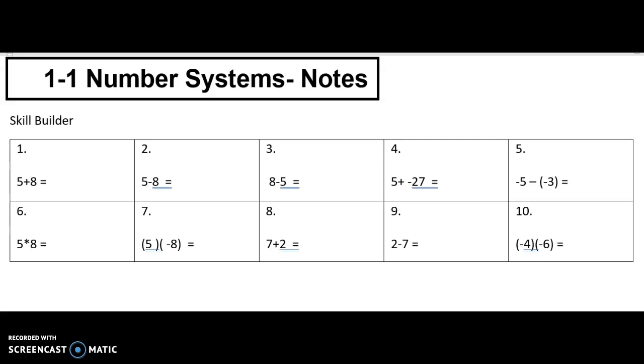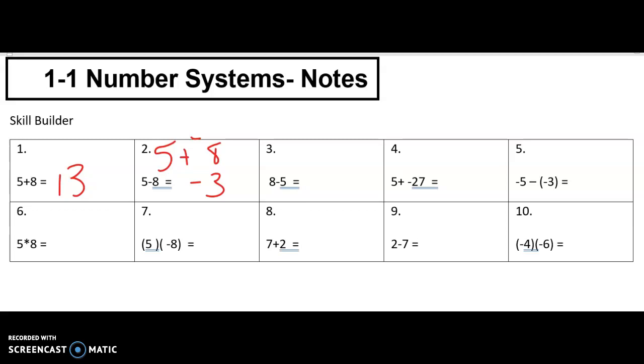So first thing we're going to do is I'm going to check if you know some integer rules. When you add two positives, you know that it stays a positive, and 5 plus 8 is 13. When you have 5 minus 8, you know to keep, change, flip, and you have a negative 3, or you see it as a positive and a negative.